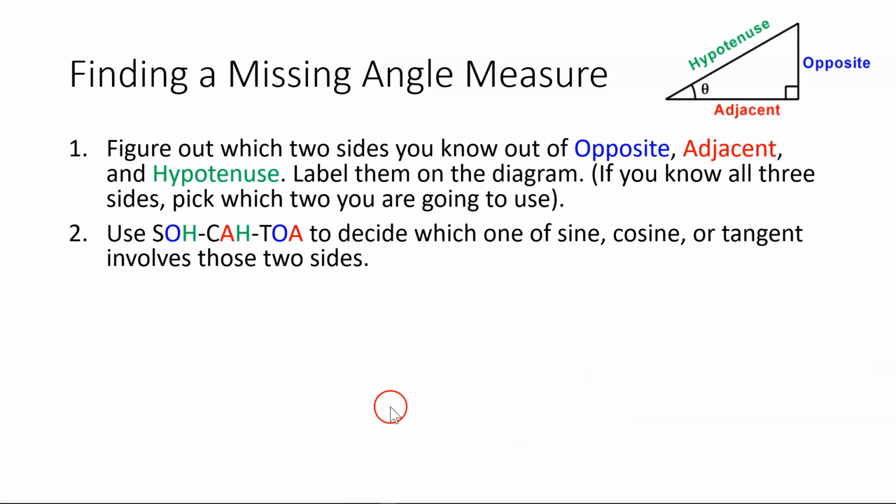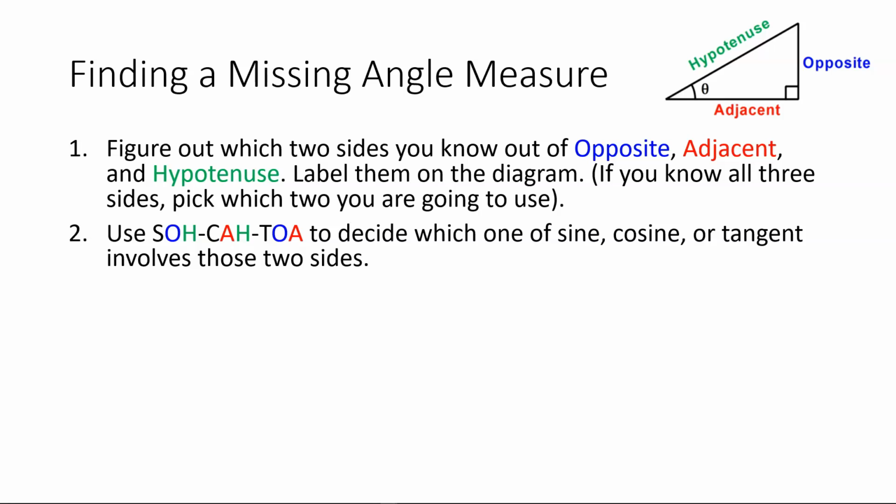So first of all, you want to figure out which two sides are labeled, which two sides you have numbers for out of opposite, hypotenuse, and adjacent, and label them as opposite, adjacent, and hypotenuse. If you happen to have numbers for all three, great. Just pick your favorite two out of the three numbers.